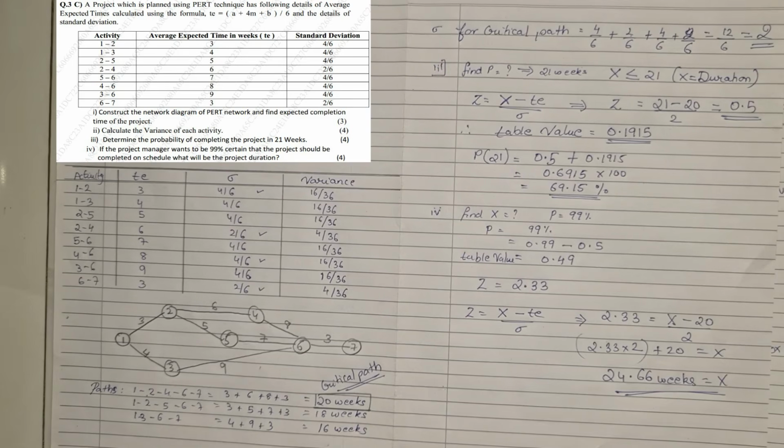So this is how you all had to solve the sum which was based on question number 3, based on PERT analysis. I hope everyone has understood that.